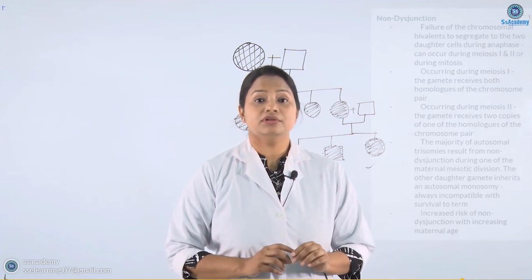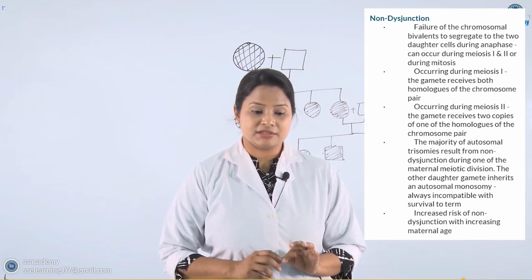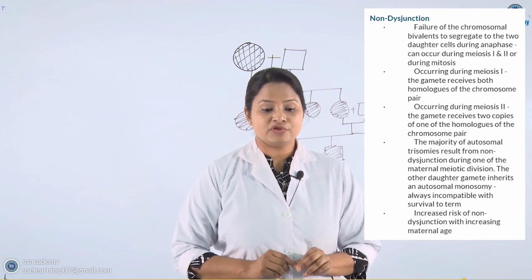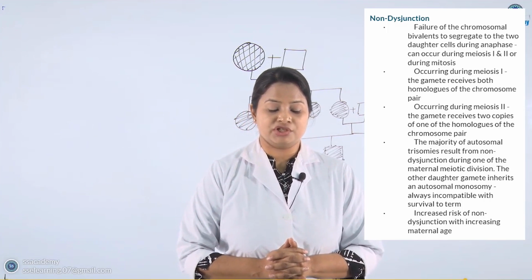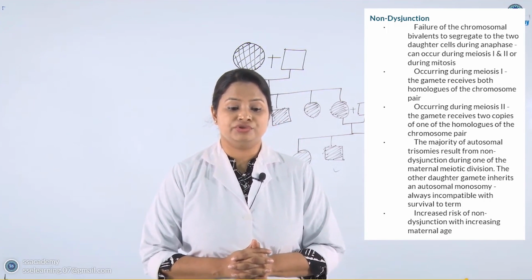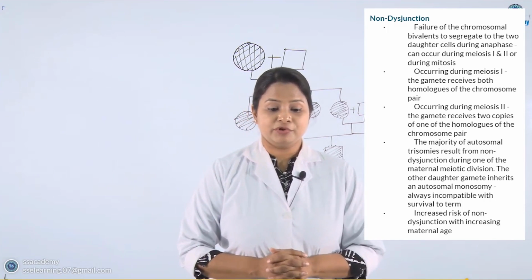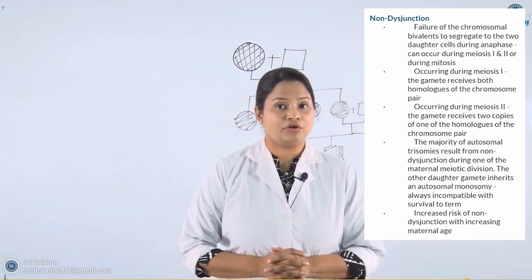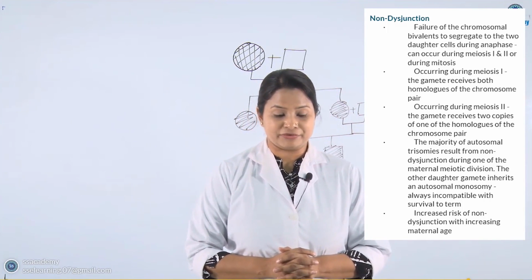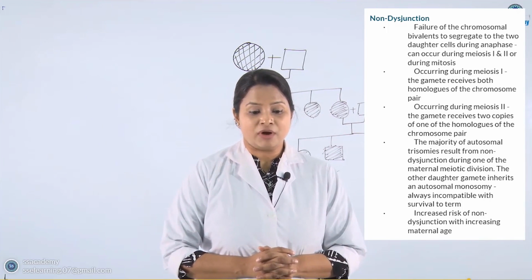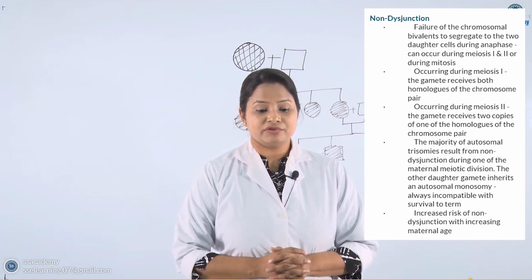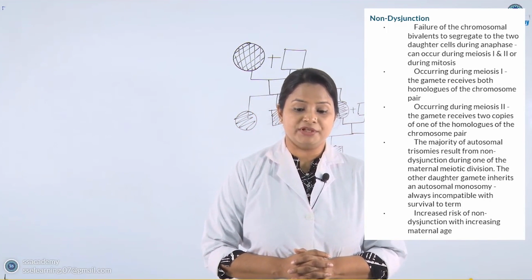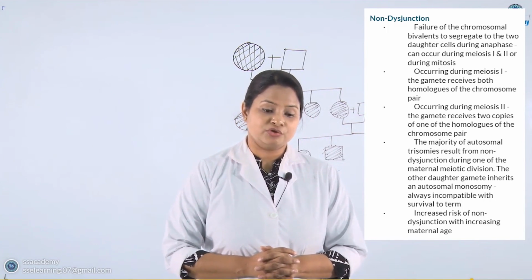There is a little you have to know about non-disjunction. Give it 1 star. That is failure of the chromosomal bivalent to segregate to the 2 daughter cells during anaphase; it can occur during meiosis 1, meiosis 2 or during mitosis. Circle the words meiosis 1, meiosis 2. If it occurs during meiosis 1, the gamete receives both homologous chromosomes of the pair. Occurring during meiosis 2, the gametes receive 2 copies of 1 of the homologous chromosomes of the pair.